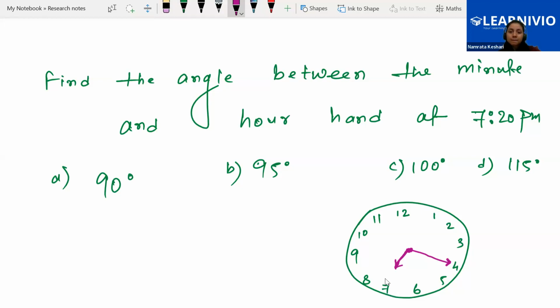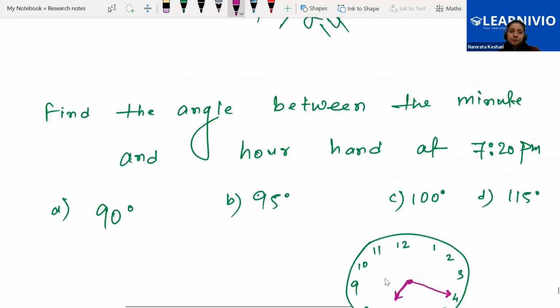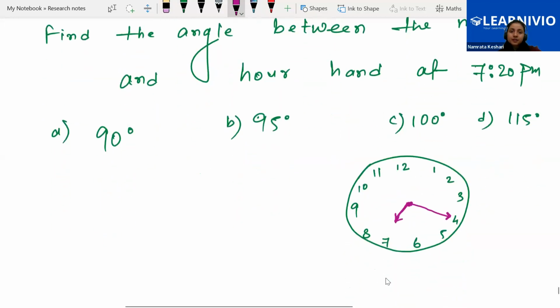No, ma'am. Then it will be a little bit ahead of 7. Yes or no? In between maybe 7 and 8. Then it can be 95 or 100. Exactly. It will be maybe 95 or 100 because a little bit of variation will be there in the angle.